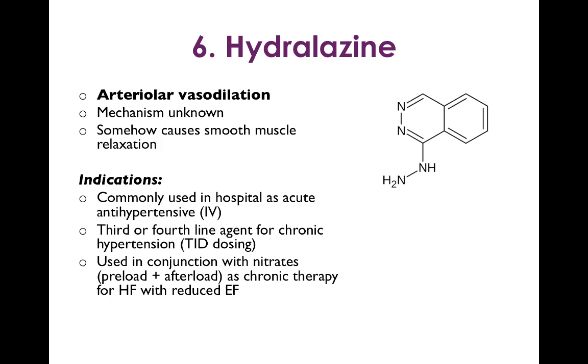Hydralazine is an arteriolar vasodilator. The mechanism by which it somehow causes smooth muscle relaxation is unknown, but it does vasodilate. And the most common use that you'll probably see it for is in the hospital as an acute antihypertensive. So a patient with a blood pressure of 180/90, and the nurse calls you and says their blood pressure is 180/90. What do you want to do to lower the blood pressure? Oftentimes, hydralazine IV is administered.